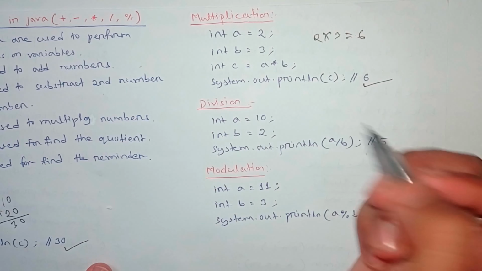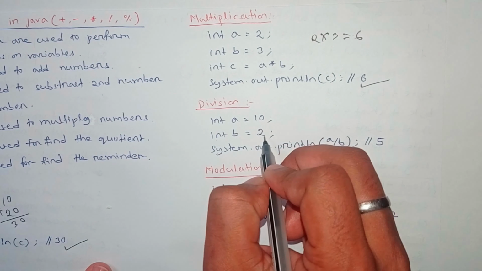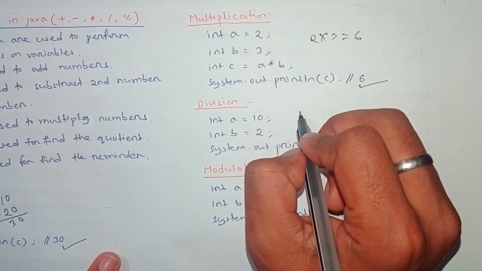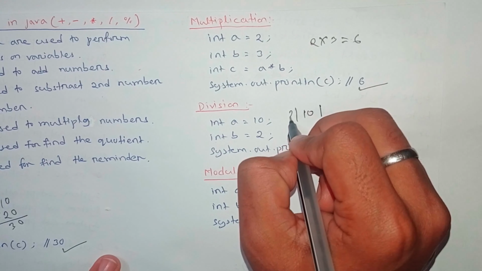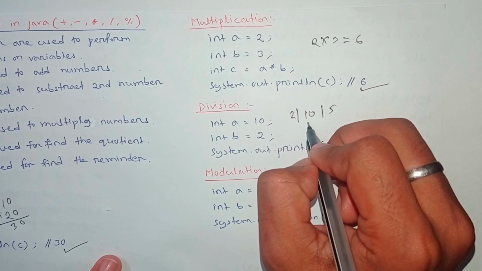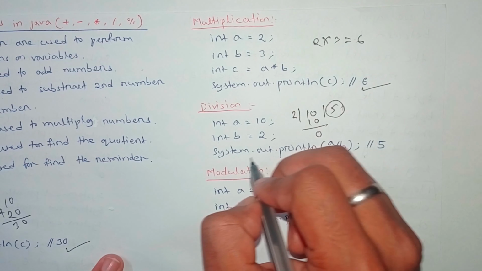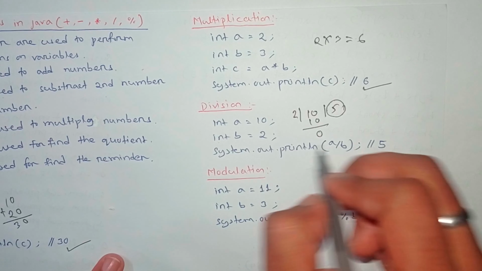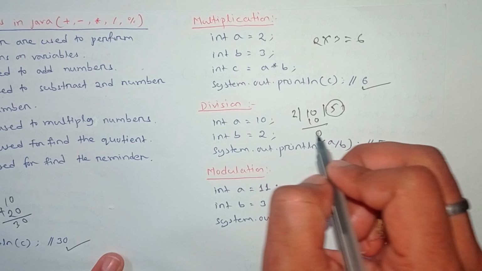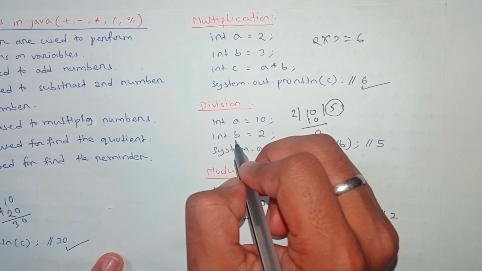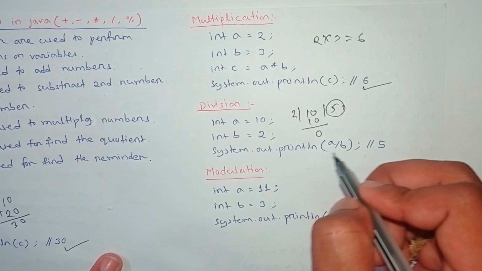Next, division. int a equal to 10, int b equal to 2. If we divide a by b, then 10 divided by 2, the quotient is 5. So the output will be 5. Here I have not taken any extra variable to store the division value of a and b. We can write a by b directly when we want to print.